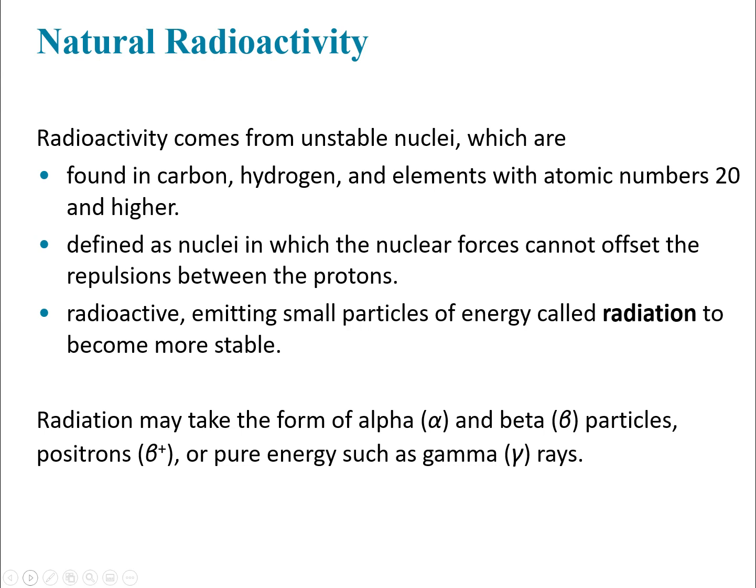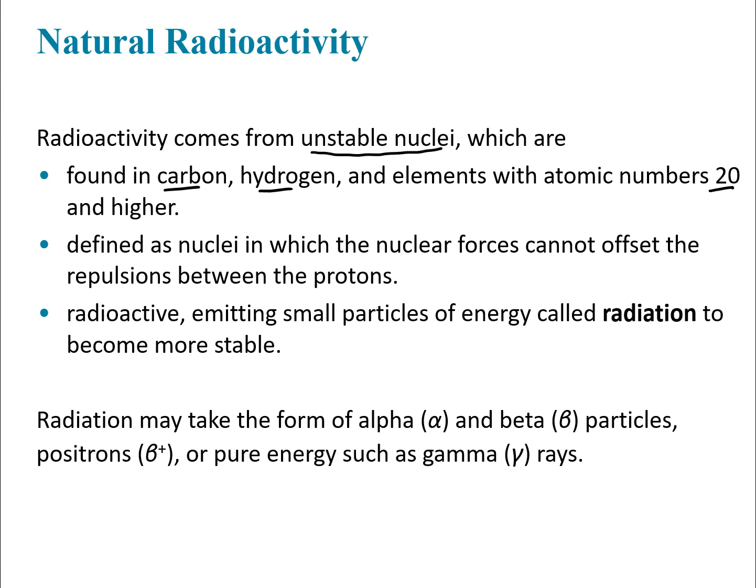So radioactivity comes from unstable nuclei. So you've got a nucleus that's got all these protons and neutrons, and all the protons are positively charged. Normally, things that are all the same charge don't want to hang around together. So there are nuclear forces that keep the protons and neutrons together. But when we're talking about elements that have an atomic number of at least 20, in addition to carbon and hydrogen, then we're looking at situations where the nuclear forces can't offset the repulsions between the protons.